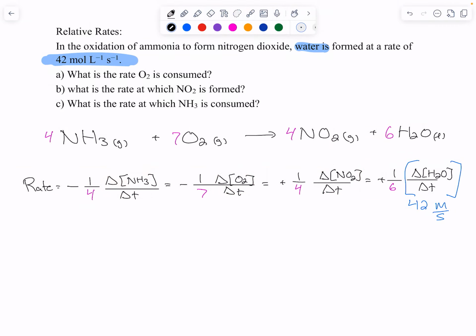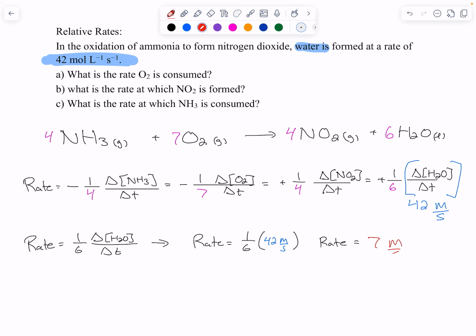And so we know that if we come down, rate equals 1/6 the change in concentration of H2O, change in time, which is the same thing as the rate equals 1/6 times 42 molarity per second. So that means the rate would equal what? Well, 42 divided by 6 would be 7. So the rate of this reaction is 7.